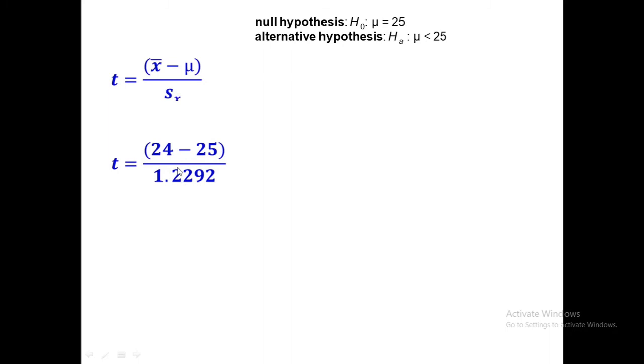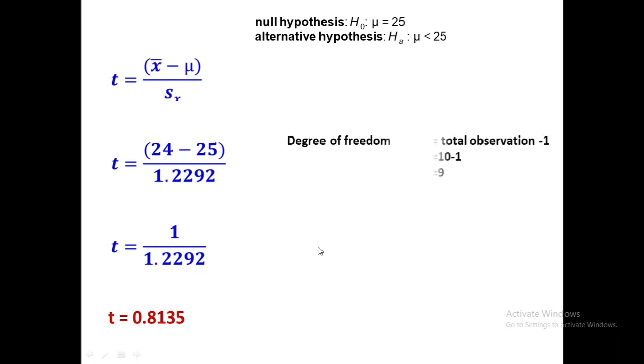After putting all these values in the t formula, we say that t equals x bar minus mu over s x bar, and the t value for this problem will be 24 minus 25 divided by 1.2292, and the t value will be 0.8135. In this problem, the degree of freedom will be our total observations minus 1, or 10 minus 1, which will be equal to 9.